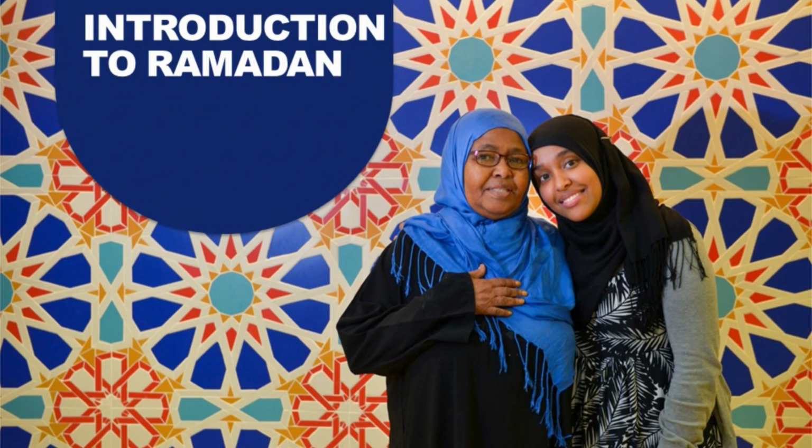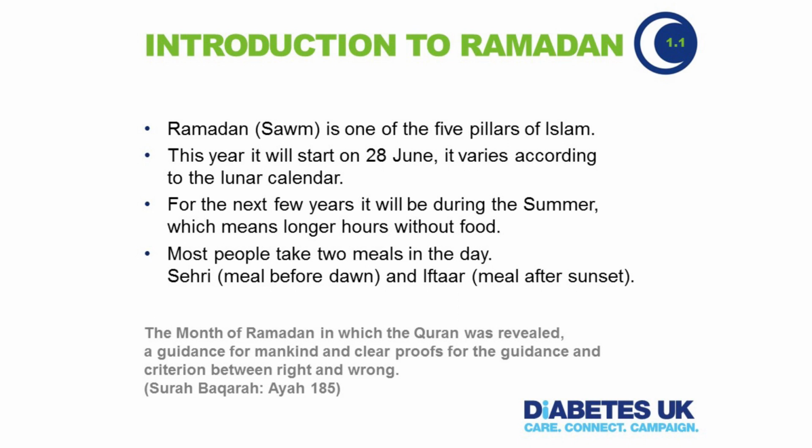Introduction to Ramadan. Ramadan, or Saum, is one of the 5 pillars of Islam. Fasting during the month of Ramadan means abstaining from food and drink, amongst other things, for about 30 days. Most people take 2 meals, one meal before dawn, known as Sahri, and Iftar, the meal after sunset. The month of Ramadan follows the lunar calendar, so fasting is brought forward by 10 days each year. This year, it will begin on the 28th of June, followed by celebrations known as Eid al-Fitr.